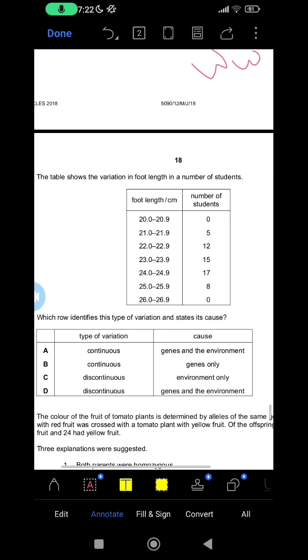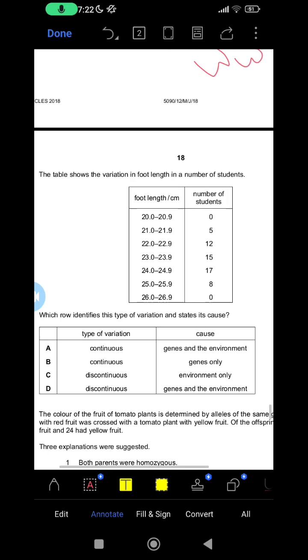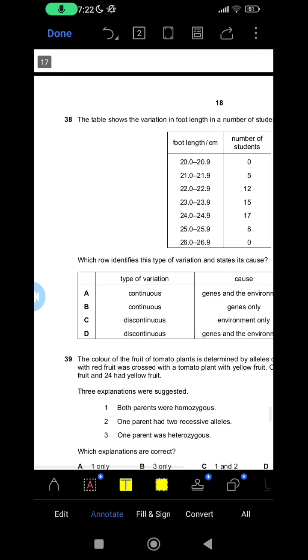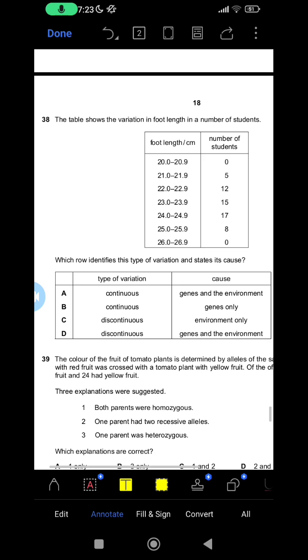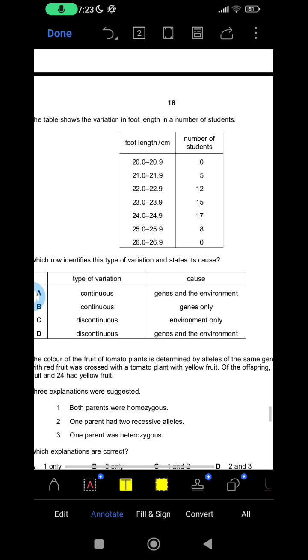Now, moving on. Question 38. The table shows variation in foot length in a number of students. Now we are given various foot lengths and various number of students as well, which identifies this type of variation and states its cause. Now we know that so many intermediate forms can be seen over here, like 1, 2, 3, 4, 5, 6, 7, 8.